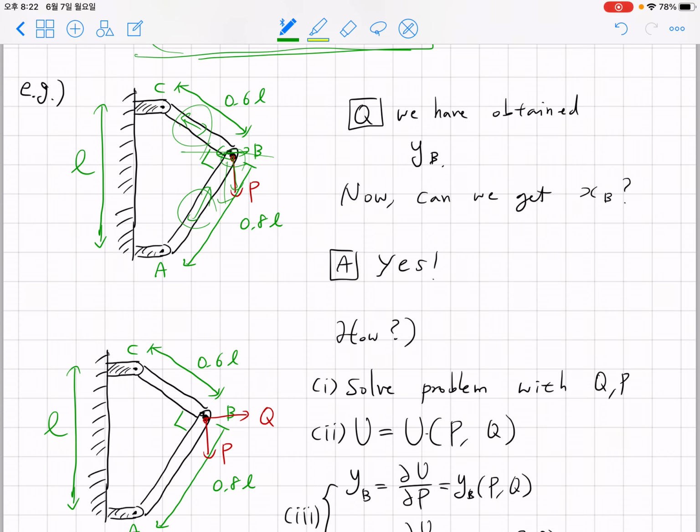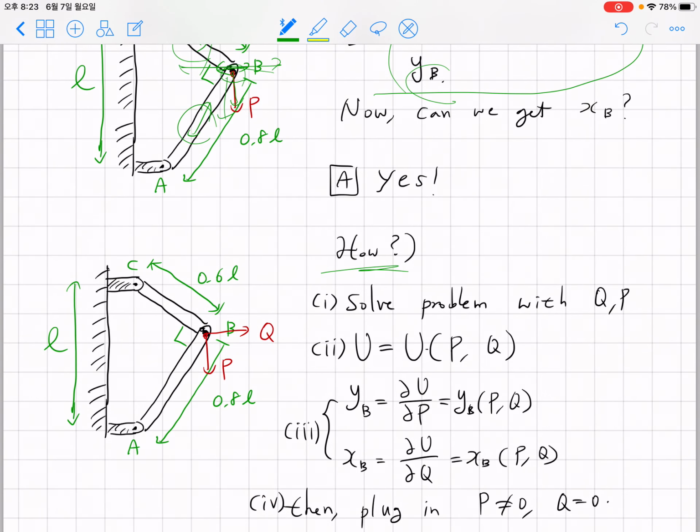Okay, so regarding this problem, even though we don't have force along the horizontal direction, we can obtain the answer along the horizontal direction. So the procedure is as follows. First, you consider P and Q, both of them are finite values, so you just write down P and Q. After that, you can write down FBC in terms of P and Q. You can write down FAB in terms of P and Q.